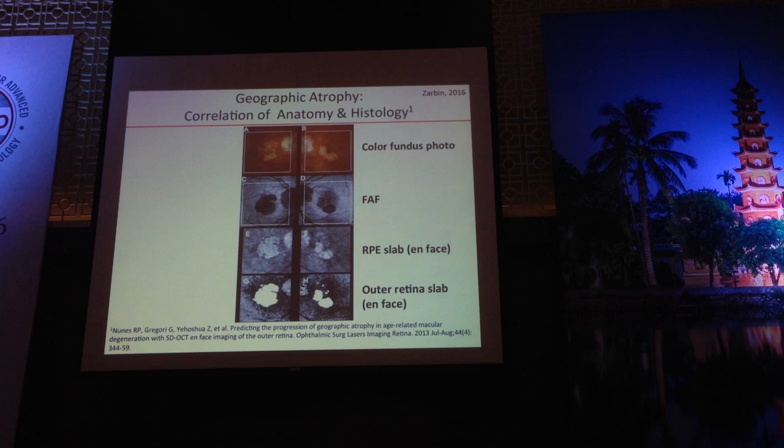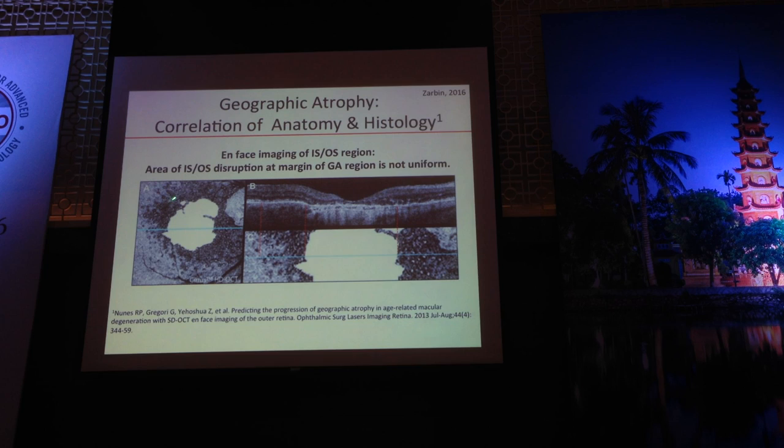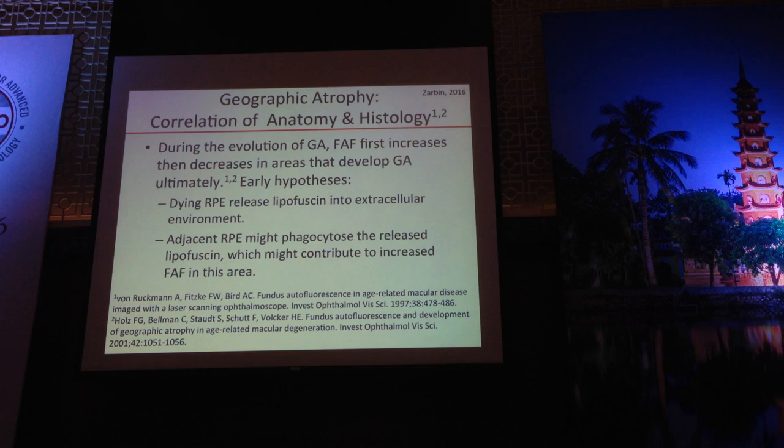And the reason I'm showing you this is to make the point that, remember, the first thing that happens when the photoreceptors get sick before they're dead is they lose their outer segments. So you can see that the area of outer segment abnormality around this region of geographic atrophy is not uniform. I would have thought that there'd be a uniform amount of photoreceptor damage around the margin of atrophy, but that's not the case. Here, there's much less photoreceptor damage than there is over here. Why that is, I don't know. But it's an important detail if you're designing studies to mark the progression of atrophy.